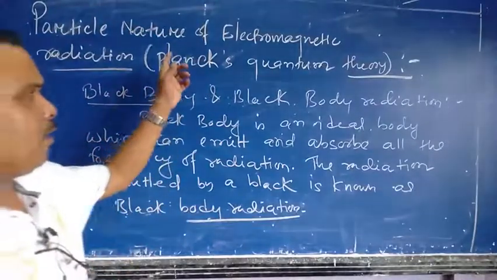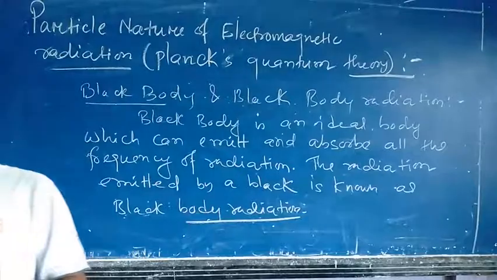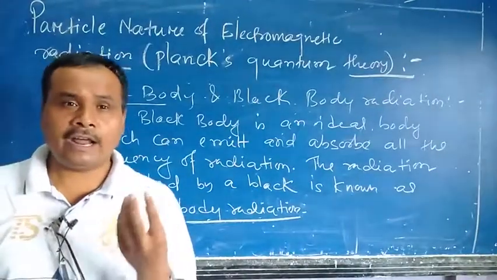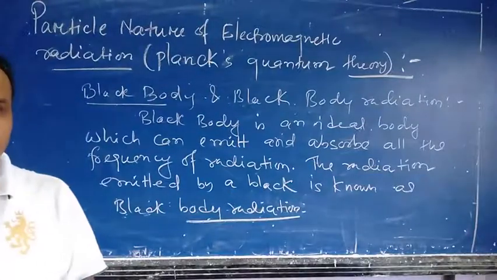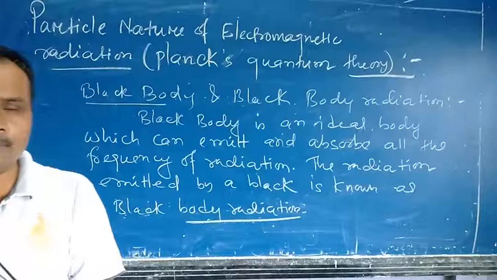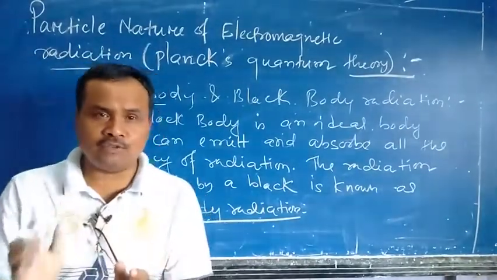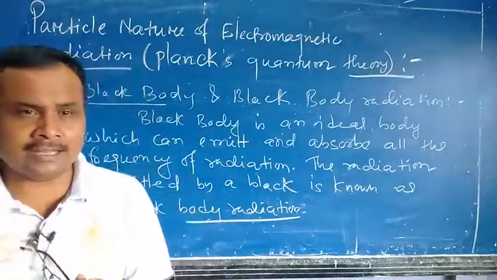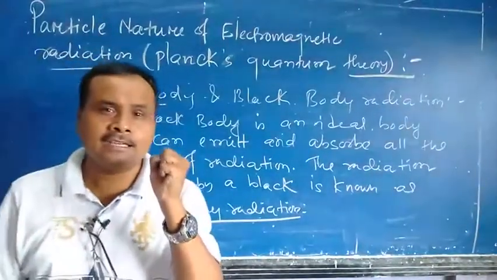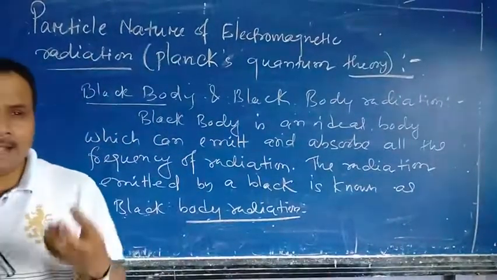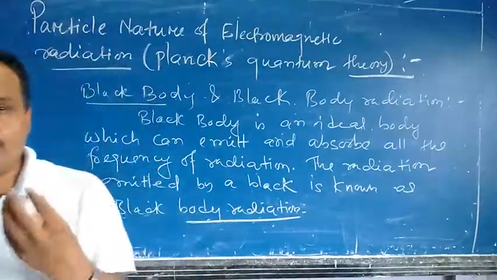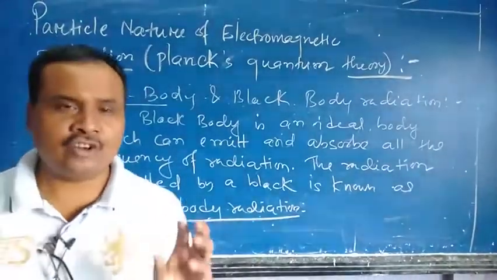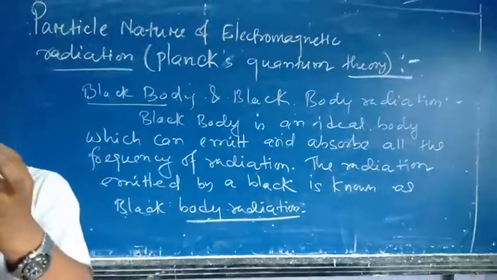Now we are going to discuss Planck's quantum theory. According to Planck's quantum theory, a black body emits or absorbs radiation discontinuously. A black body does not emit and absorb radiation continuously, it does so discontinuously. That means a black body emits and absorbs radiation just like small packets of energy.